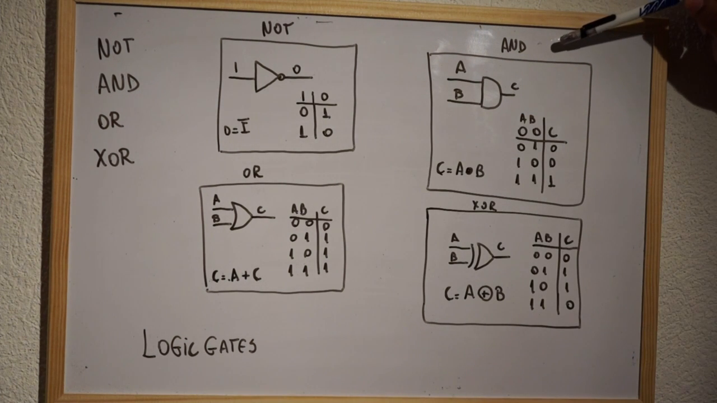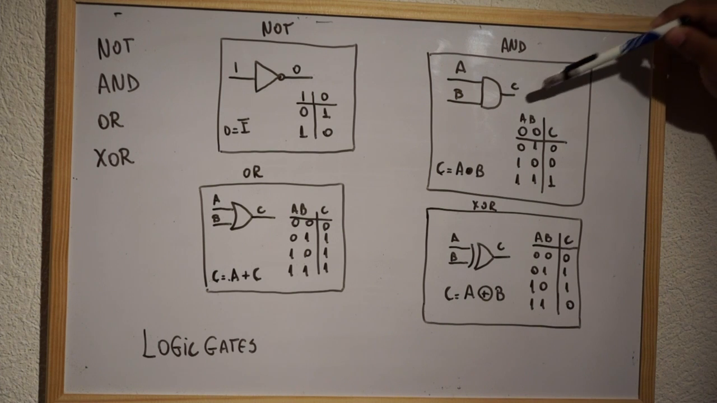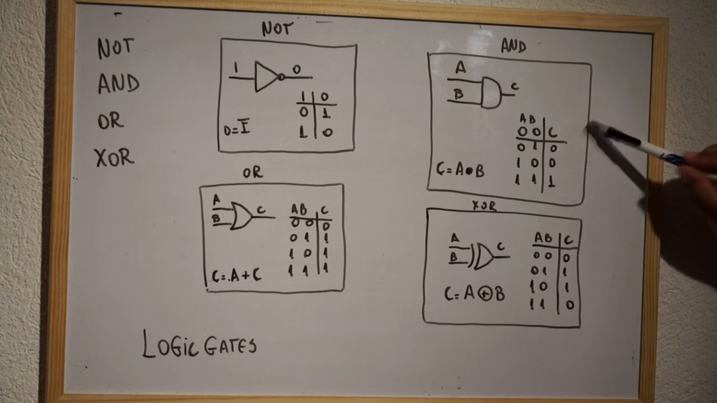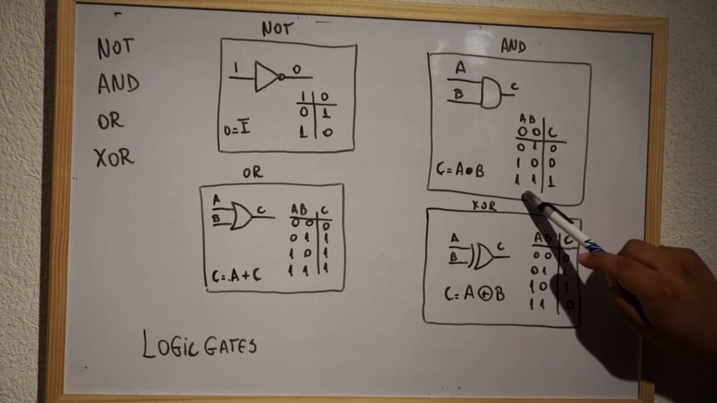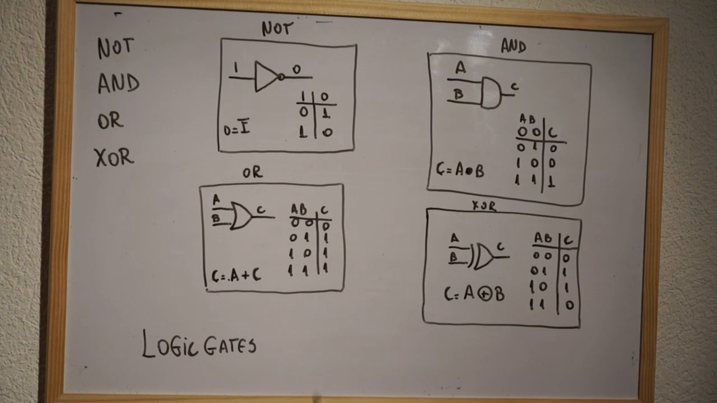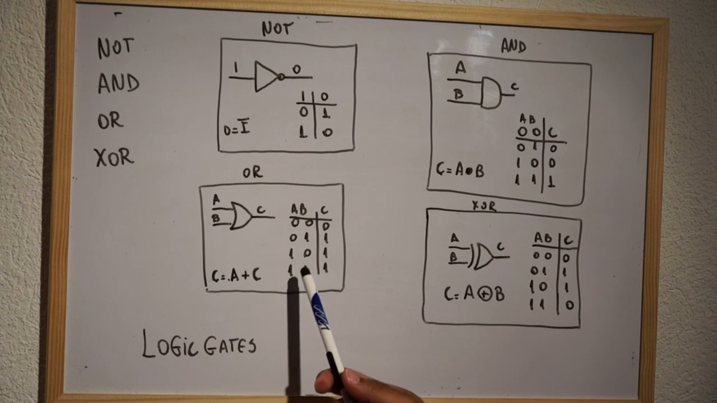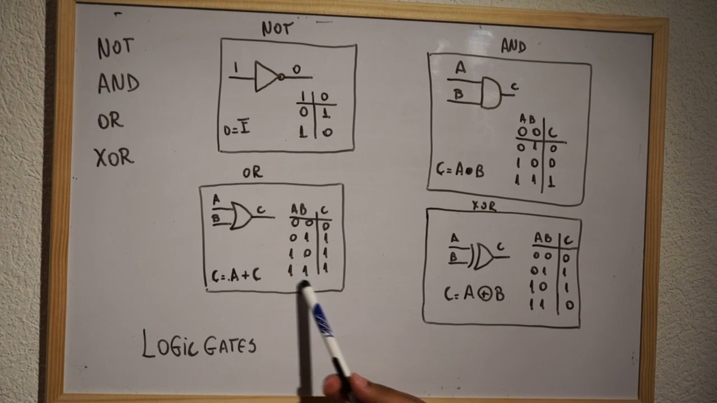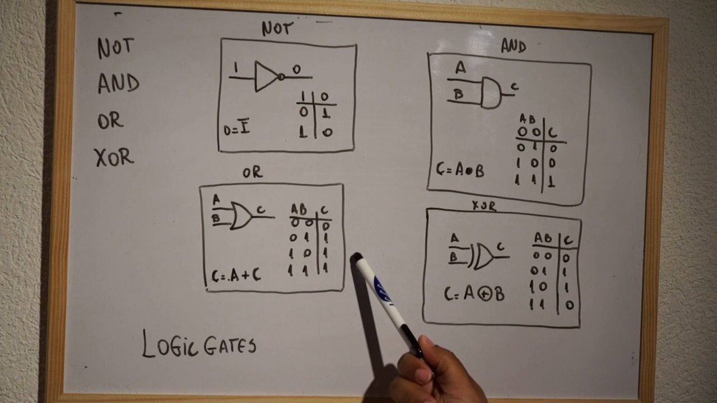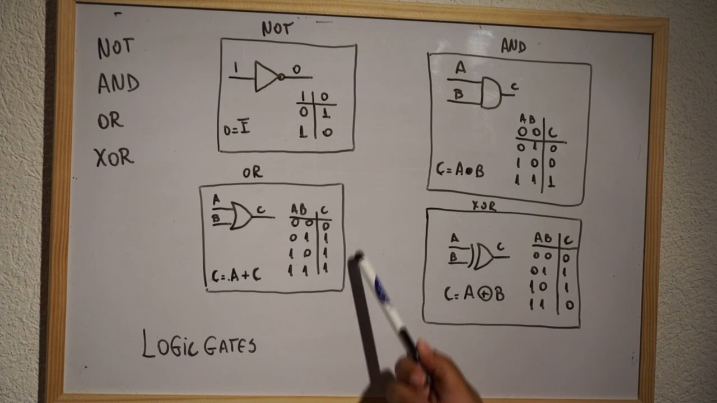The next one is the AND gate. The AND gate will output 1 only if all its inputs are 1. For instance, here, if A and B are 1, you're going to have 1 at the output. The OR gate is going to be 1 if at least one of its inputs is 1. Here, if B is 1, A is 1, or both are 1, C is going to be 1.